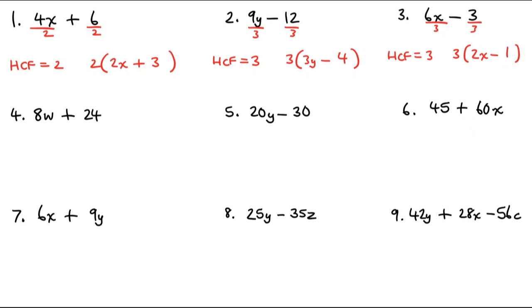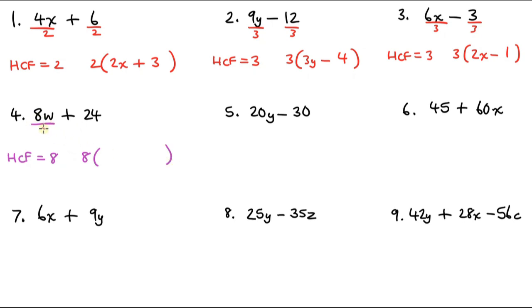Okay, let's choose a different colour. I'm going to choose fuchsia this time for questions 4 to 6. So the highest common factor of these two terms, well, both of these terms are divisible by 8. So that is going to be my highest common factor. So let's factor out an 8.